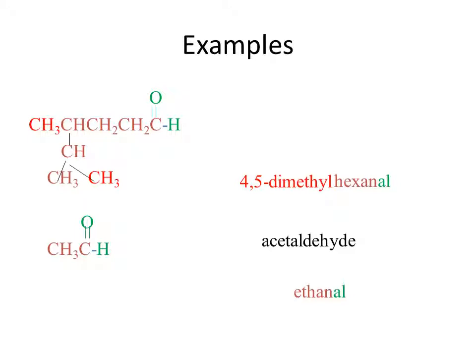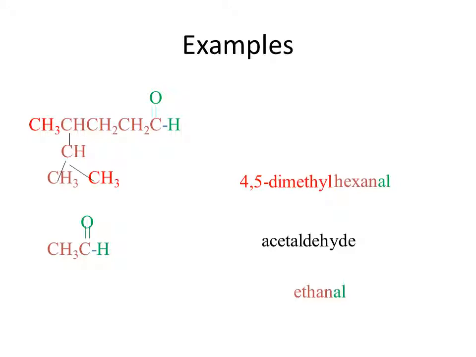Right here, if I look at the longest chain, it is in blue. The longest chain is 6 carbons, so we say hexane. We take off the E and we add al because it's an aldehyde. And that carbon-oxygen double bond is the number 1 carbon. So now we count over and we see 1, 2, 3, 4. On the number 4 carbon, there is a methyl group, and then on 5, there is another methyl group. So the name of this molecule is 4,5-dimethyl hexanal.